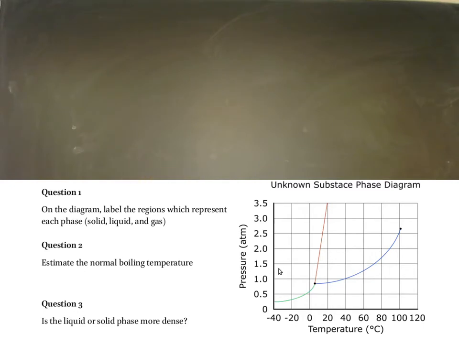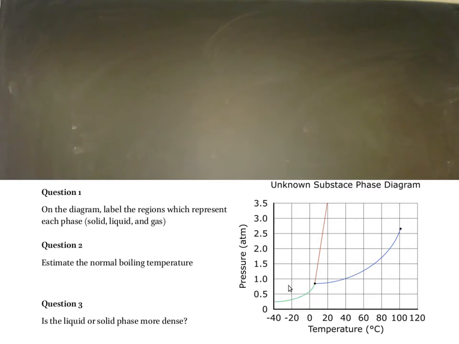Question 2 says to estimate the normal boiling temperature. So the normal boiling temperature will be where the pressure is 1 atmosphere. So we'll go across here, 1 atmosphere of pressure, until we encounter the liquid to gas phase transition line right here, and go down and look at what that temperature is. It looks like that's 40 degrees Celsius.